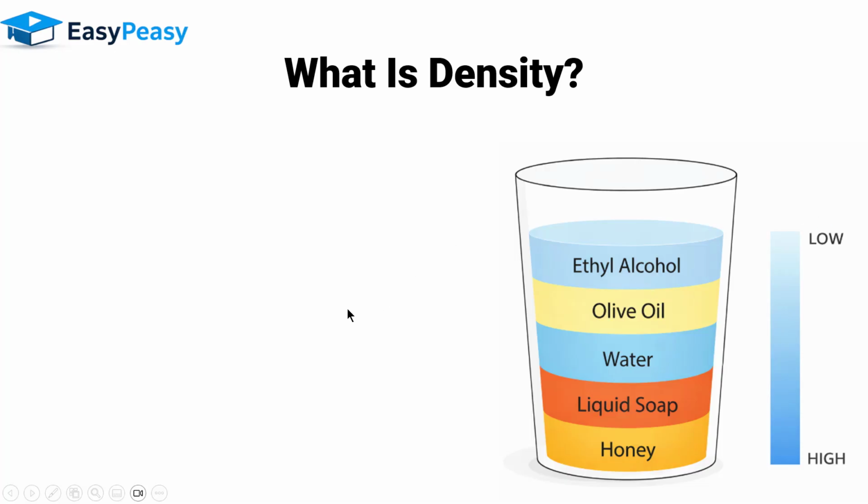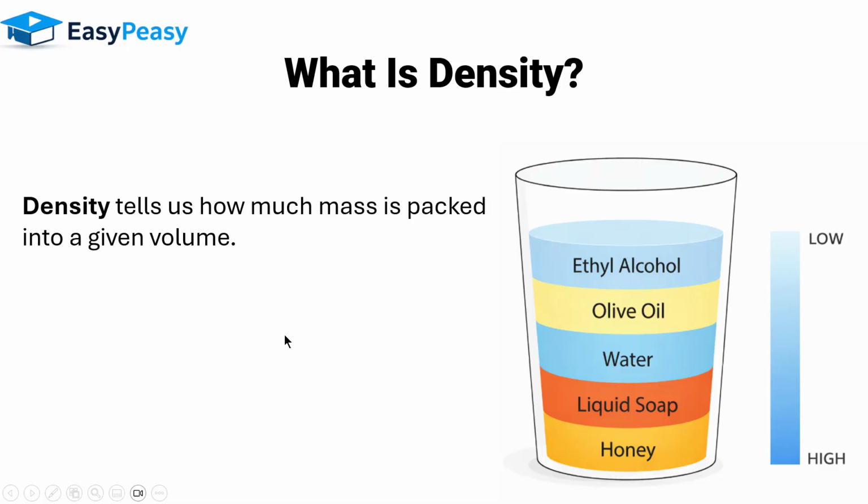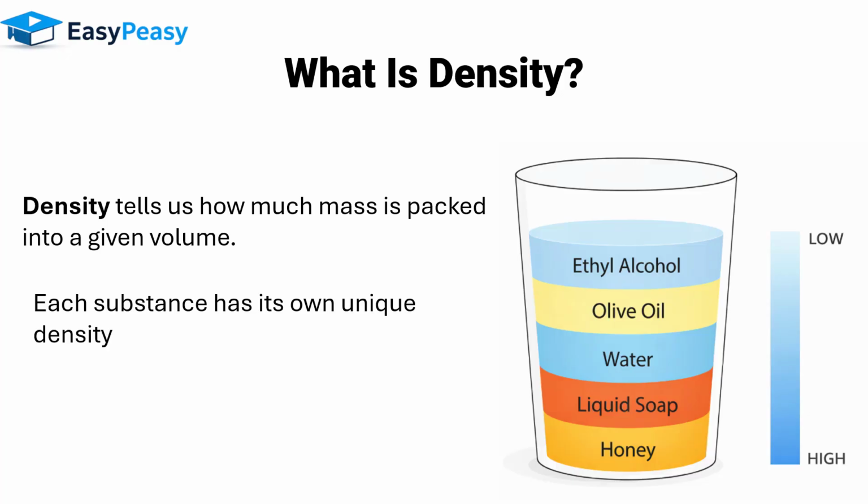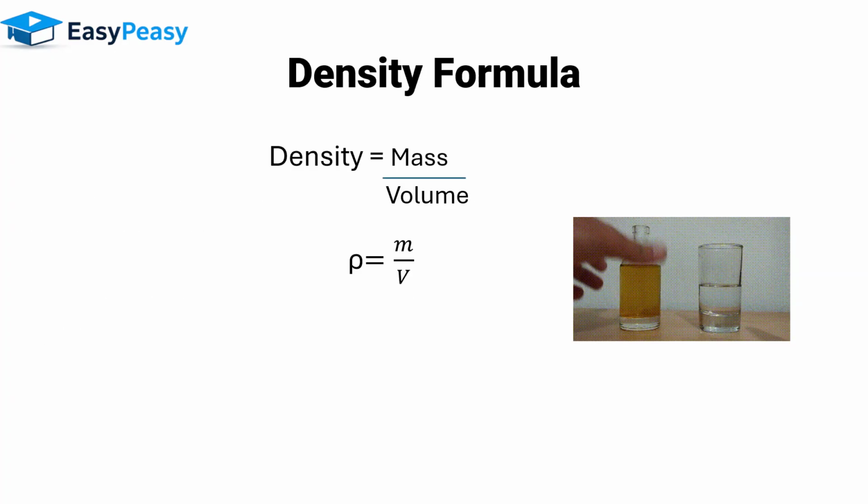Now the question is, what is density? So density tells us how much mass is packed into a given volume. Each substance has its own unique density. Now, this is the formula for finding the density of a material. So, density is equal to mass divided by volume.